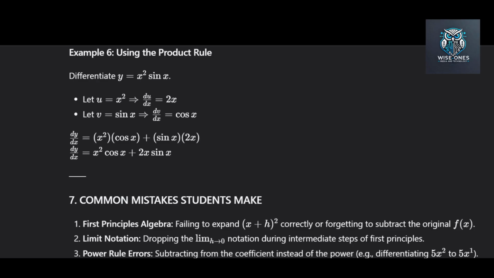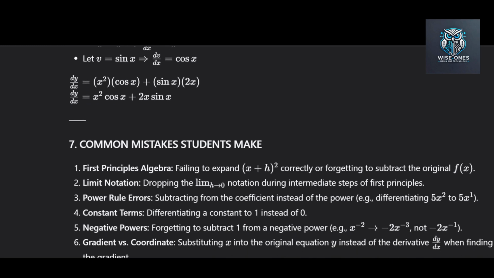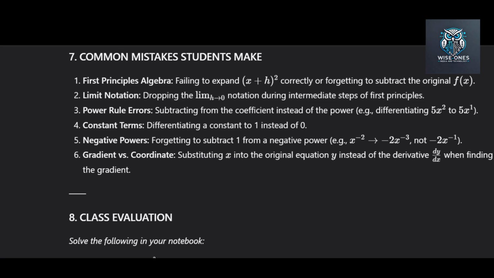Now, I want to warn you about common mistakes students make. Section 7. I want you to pay close attention here. These are the traps that catch students in exams. Mistake number 1. First principles algebra: failing to expand (x plus h) squared correctly, or forgetting to subtract the original f of x. Correction. Write out the expansion slowly. x squared plus 2xh plus h squared. Do not miss the middle term.